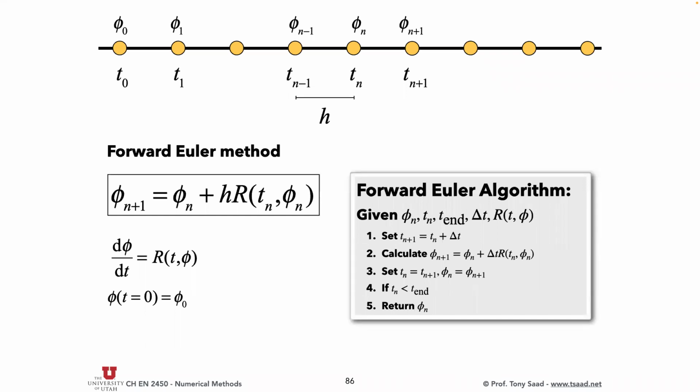The algorithm is very simple. Given phi n, t n, phi 0, t 0, on the right-hand side, you can start your time counter. t n plus 1 is t n plus delta t. You evaluate your phi n plus 1, you update your time, and then you keep looping, okay? I'll show you the code for this in a minute.